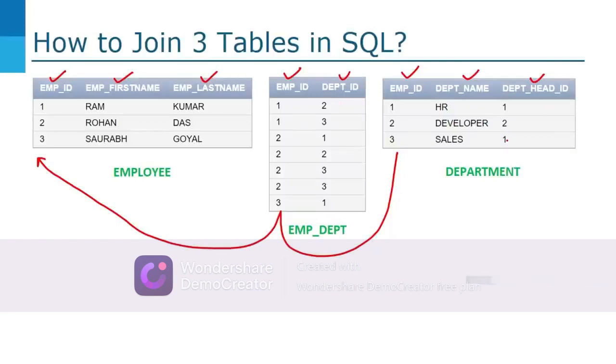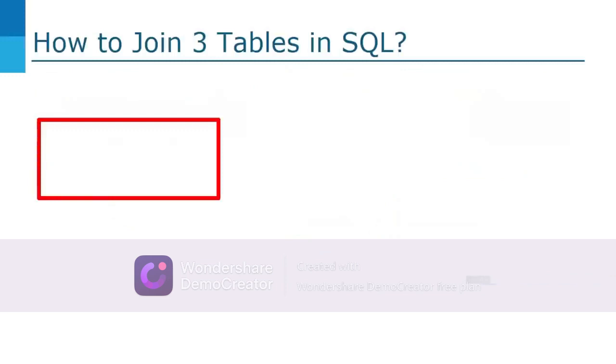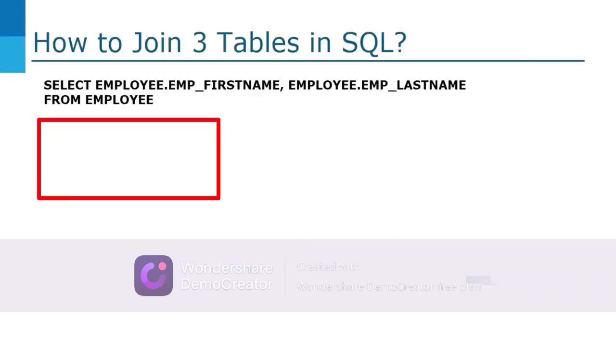Now we have to join these three tables. First of all, the question is, can we join three tables? Yes, we can join three tables, but the query should be written perfectly. Now, step by step, I'm going to show you what queries we have written and how we are joining. So first we have written select employee.employee first name, comma, employee.employee last name from employee. Very easy. What will you get?